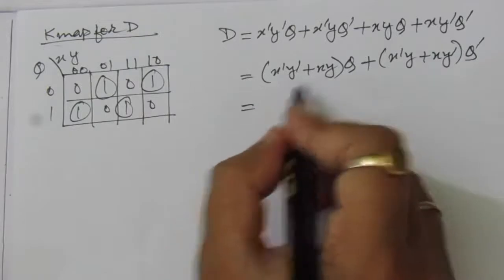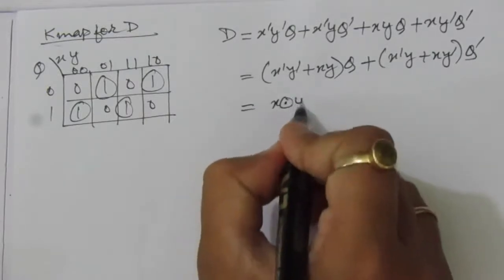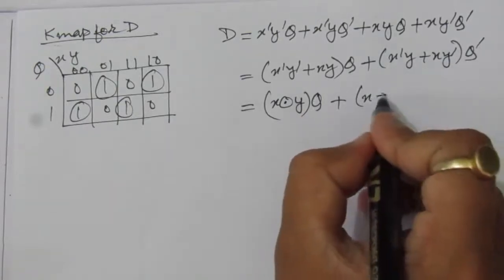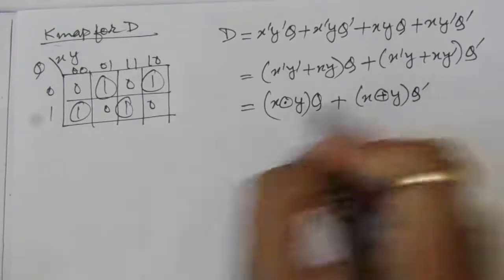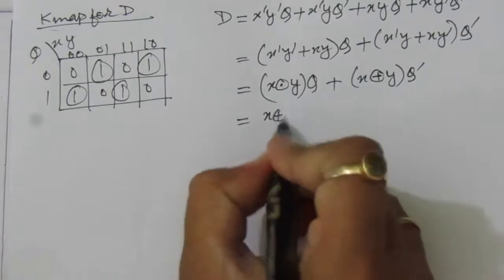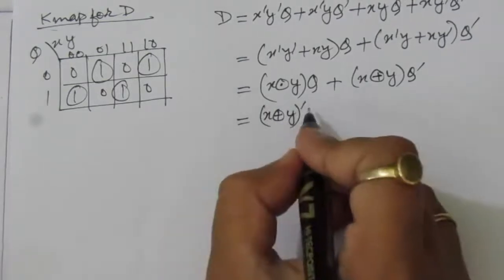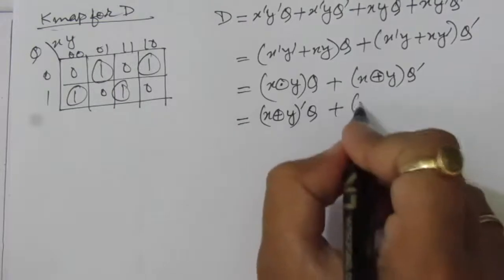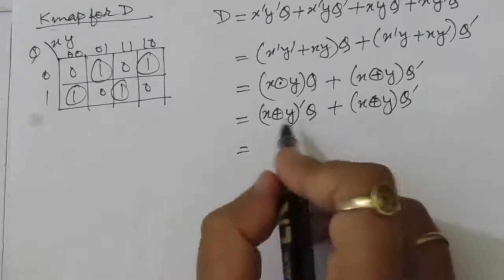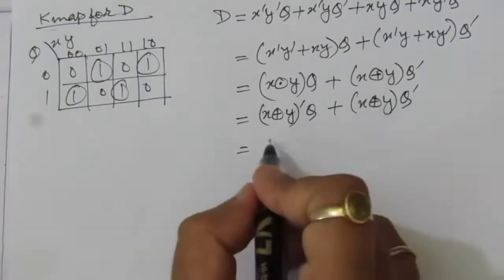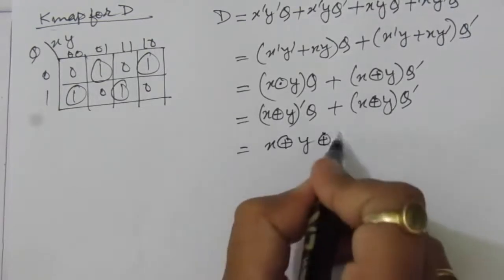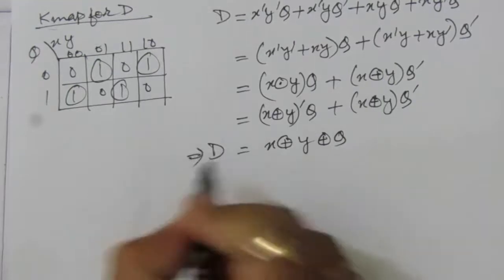Okay, so here this is X XNOR Y, whole into Q, plus this is the XOR operation, so X XOR Y into Q complement. Next, XNOR is the opposite of XOR. So we can write it as (X XOR Y) whole complement Q plus (X XOR Y) Q complement. So here we get the A bar B plus A B bar form. So we can write X XOR Y XOR Q. So this is the expression for D.